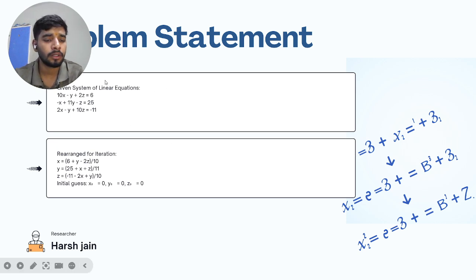The problem statement given to us is to solve a system of three linear equations: 10x minus y plus 2z equals 6, minus x plus 11y minus z equals 25, and 2x minus y plus 10z equals minus 1.